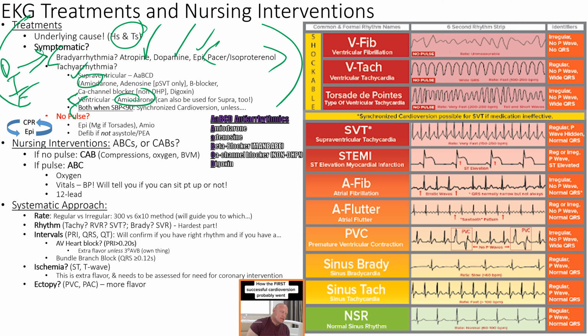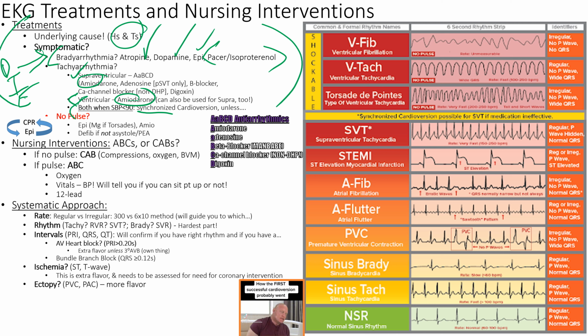But when blood pressure is less than 90, it's time to shock them with cardioversion. And usually when blood pressure is less than 90, the reason you have a blood pressure is because you have a pulse. So we're doing synchronized cardioversion. You would not have a blood pressure if you had no pulse. That's a lethal rhythm, and you only shock certain lethal rhythms.